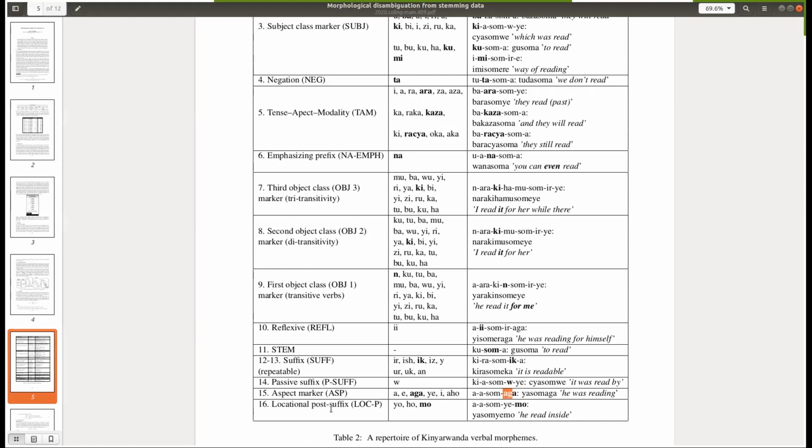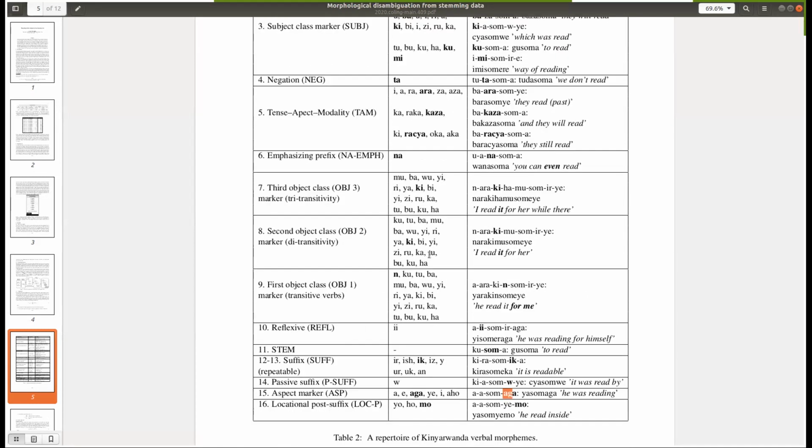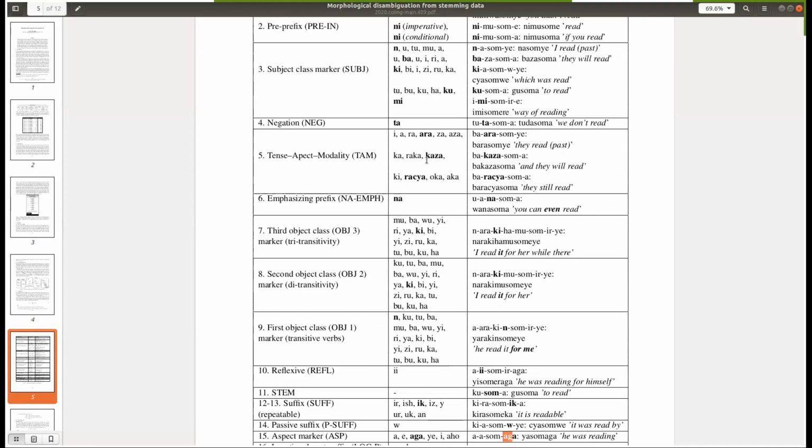And then we also have something I called locational post suffix, which is yo, homo. So yagezeyo, amukozeho, yavuyemo. This is something that indicates some kind of location, things like that. So this is the list I wanted to show you just to show how complex Kinyarwanda verbs are. And when you do the analysis, you're going to meet a lot of ambiguity, and so you need to disambiguate it.